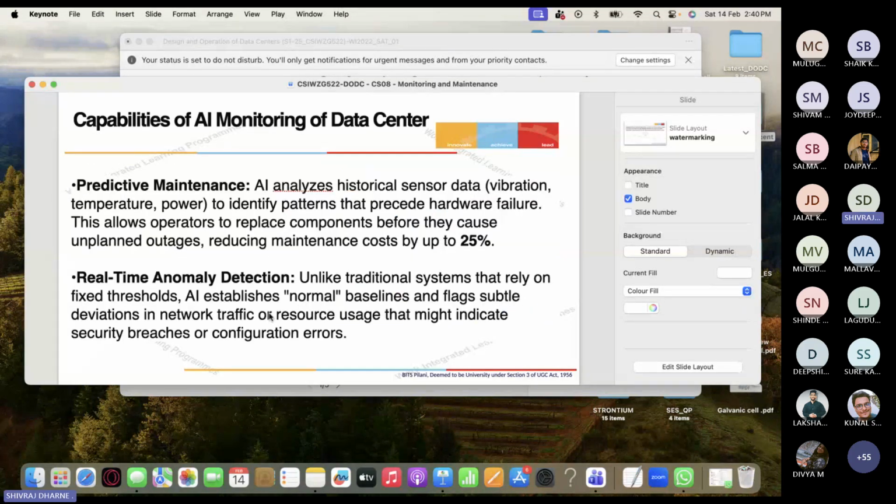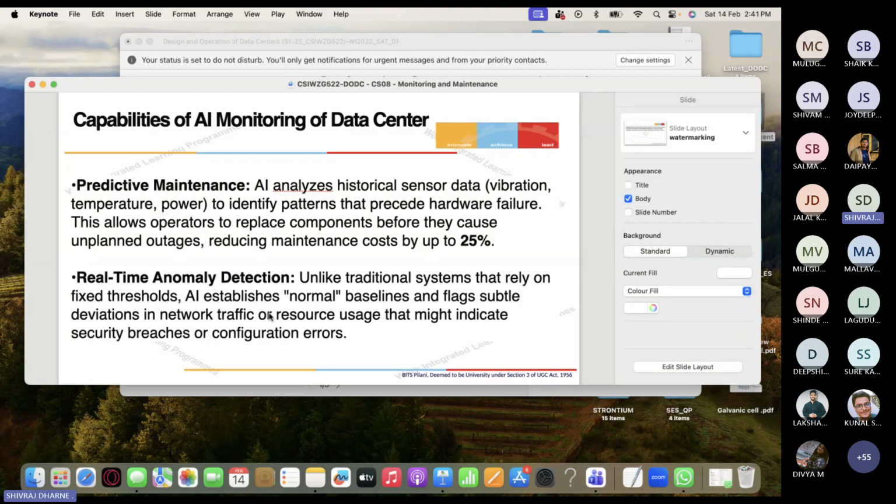What are the capabilities of AI monitoring of a data center, right? So basically, this artificial intelligence will help you analyze historical sensor data, right? A lot of data, if you want to analyze, you need AI, right? Like vibration, temperature, power, all that information, to identify patterns that precede hardware failure, right? This will help operators replace components before they cause an unplanned outage, right?